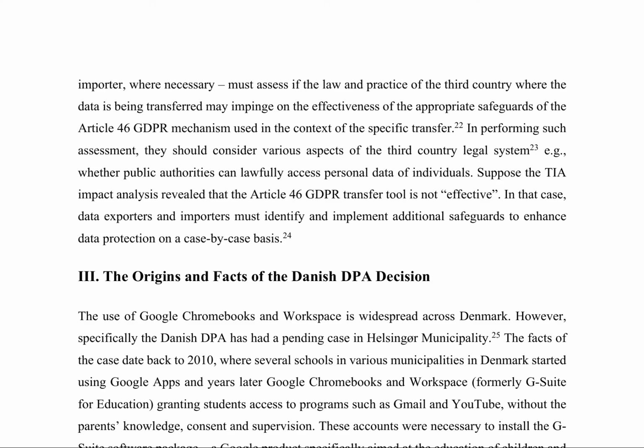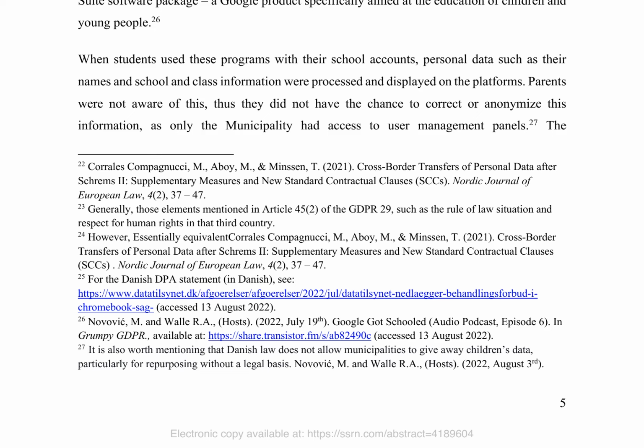The assessment of third-country data transfers under Article 46 of the General Data Protection Regulation, GDPR, necessitates evaluating the legal system of the destination country to ensure the effectiveness of safeguards. This involves considering aspects such as lawful access to personal data by public authorities. If the transfer impact analysis reveals the mechanism is not effective, data exporters and importers must implement additional safeguards on a case-by-case basis.